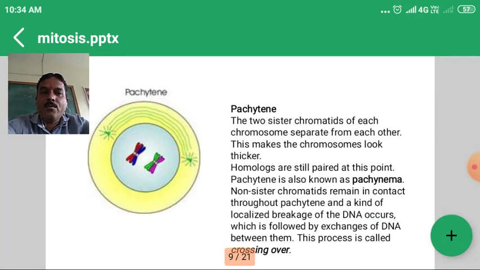In case of pachytene, the two sister chromatids of each chromosome can be separated from each other. And these homologous chromosomes, which started to pair in zygotene, can form the four-strand structure in case of pachytene. And the process of crossing over occurs. Crossing over indicates exchange of genetic material between the chromatids. So this crossing over process occurs in the pachytene stage.